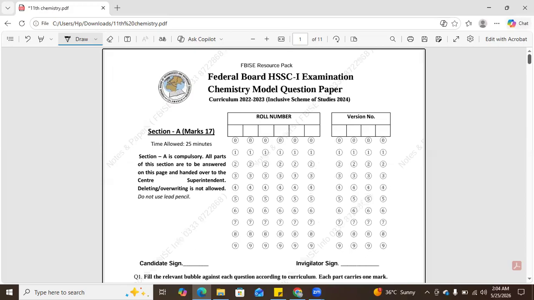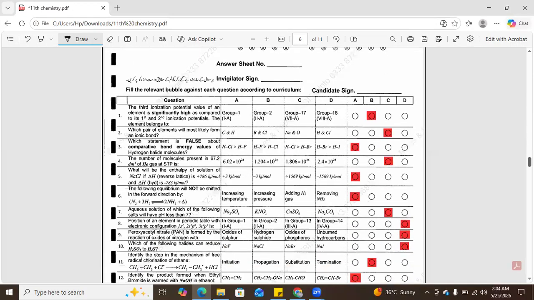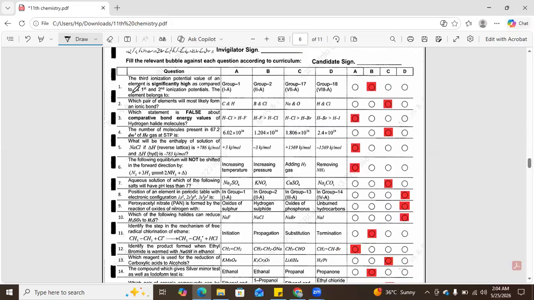And we already covered the multiple choice questions. Let's go ahead and see some of the past papers. First of all, these are the multiple choice questions in the past paper. The third ionization potential value of an element is significantly high as compared to its first and second ionization potential. The element belongs to group 2. Which pair of elements will most likely form an ionic bond? Sodium and oxygen, C is the right option.